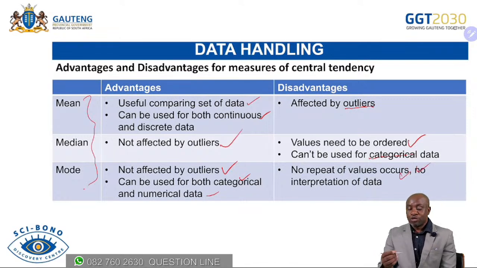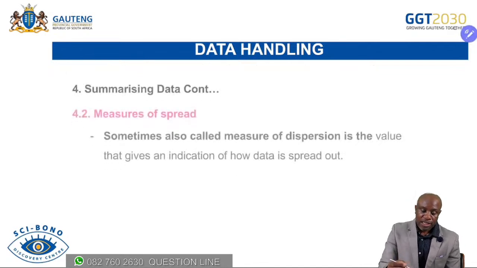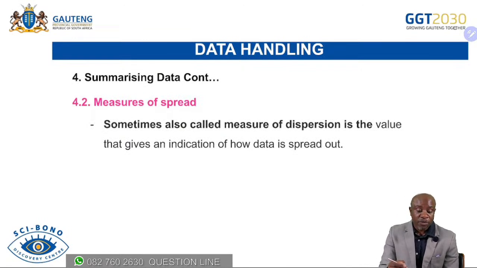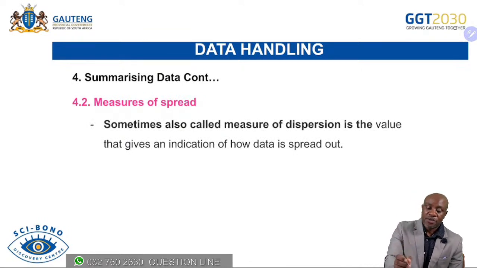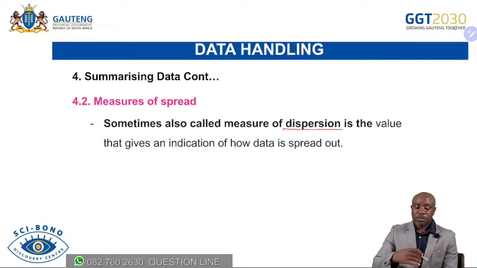Now, I want us to move to the next part where we look at the measures of spread. The measures of spread, this is the last part, are sometimes called the measures of dispersion. So we're looking at how dispersed our data is, how spread out our data is, how wide our data is, what is happening in our data.